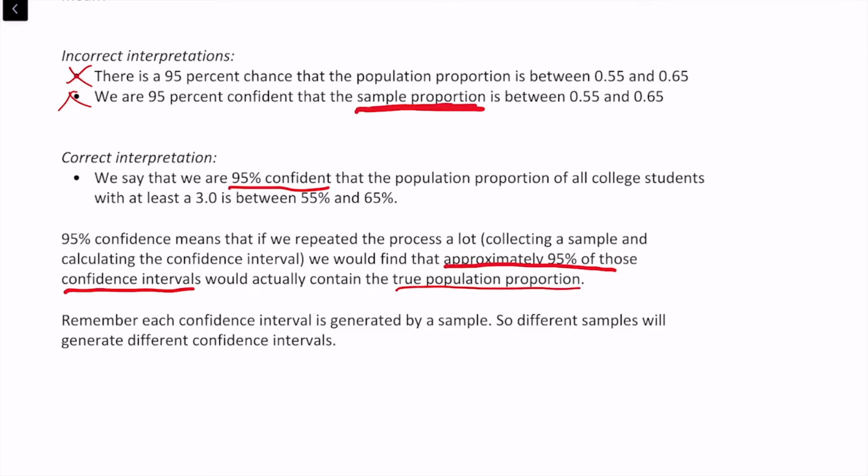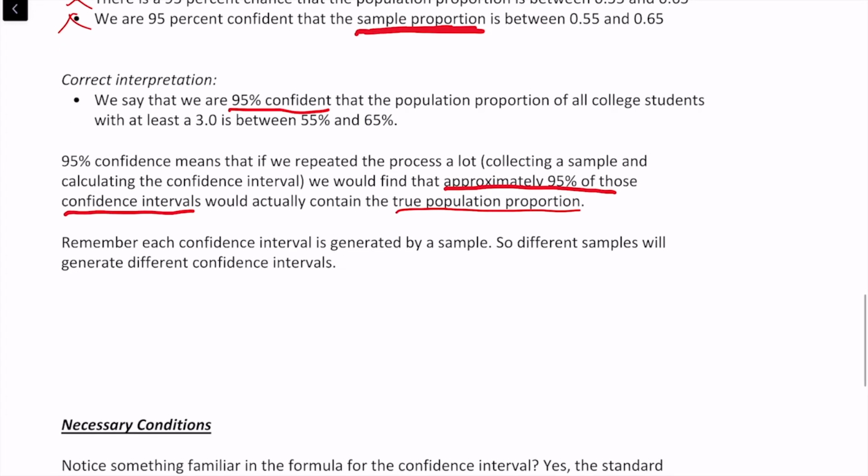So the 95% confidence is a statement on how strongly we believe in the process that we did. Okay? So once again, the key I need y'all to understand is that every time we take a different sample, we're going to get a different confidence interval. And I believe I say that here. Remember, each confidence interval is generated by a sample. So different samples will generate different confidence intervals.